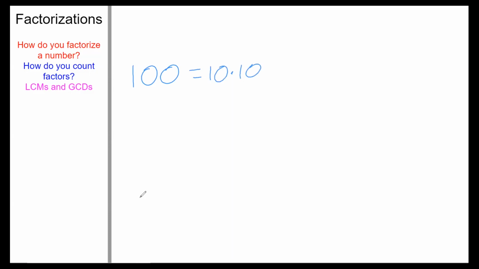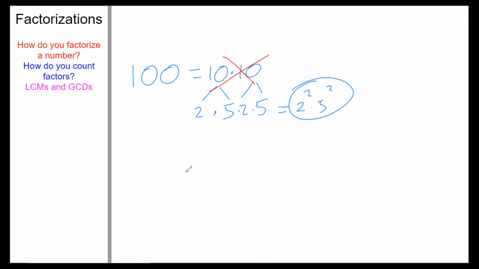You have to break everything down to a prime number. So 10 you can break down into 2 and 5. So it's 2 times 5 times 2 times 5. And then you could rewrite this as 2 squared times 5 squared. This would be a proper factorization. And this is not.